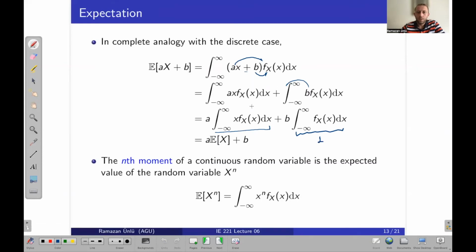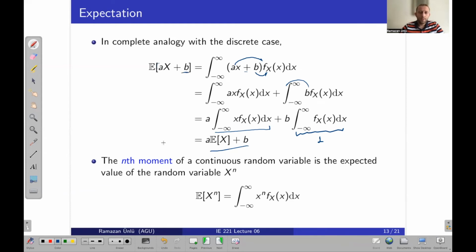So I can replace this term with the expected value of x, and that will be 1, and I will end up with b. So this term will be a times the expected value of x plus b. So as in the discrete case, we still have the same thing. The expected value of a times x plus b will be equal to a times the expected value of x plus b. That means I can take the coefficient of x, the random variable, and multiply that coefficient with the expected value of the random variable, plus I can add the constant value.